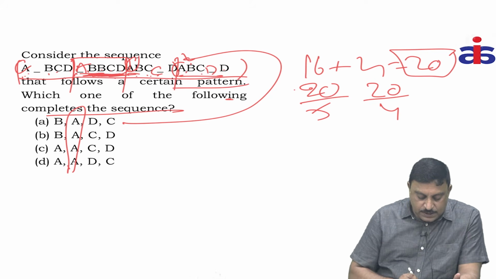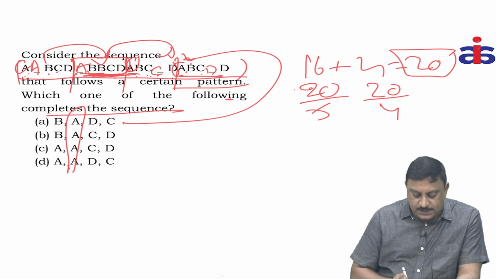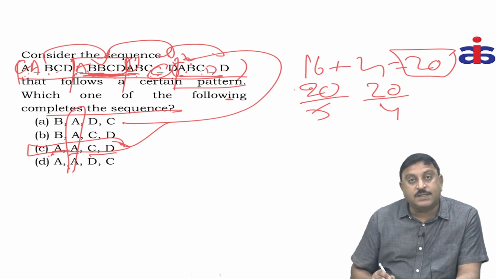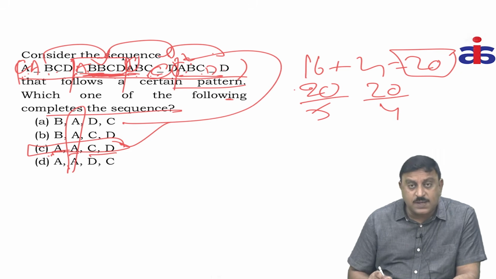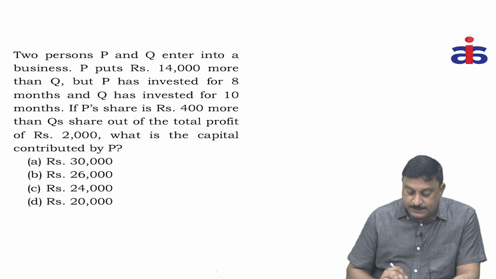So here, the starting A must be repeated twice. In the second, B is repeated twice. Third, C repeated twice. So the first space is also A, and the third one is C. So definitely your answer is C. It takes time, but definitely you have to invest some time there, right? Okay. The next.